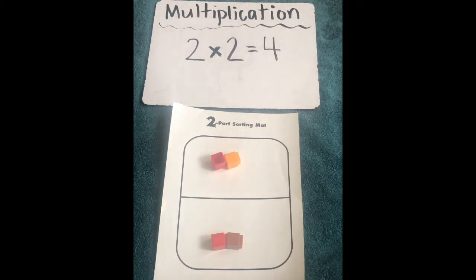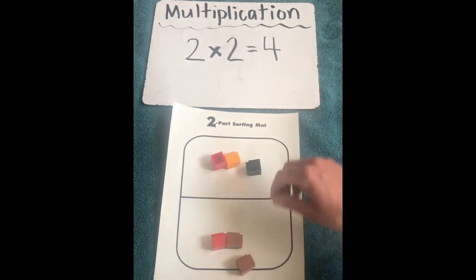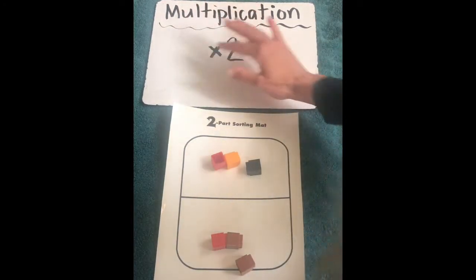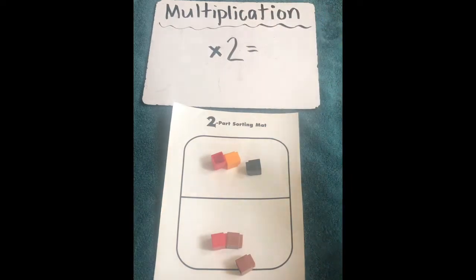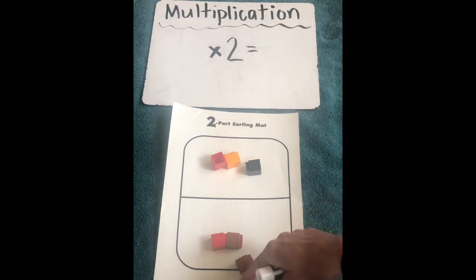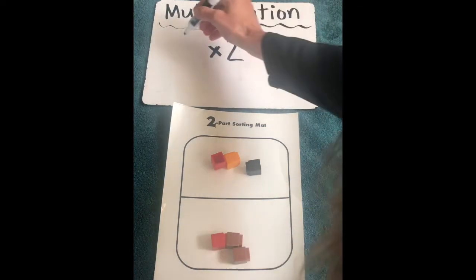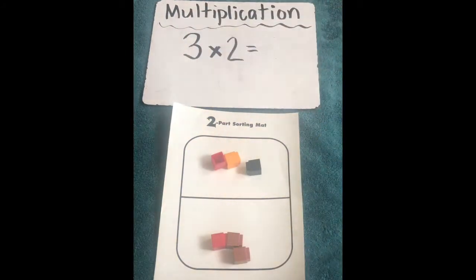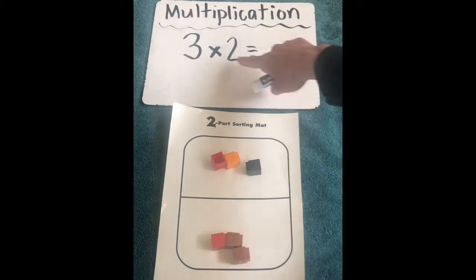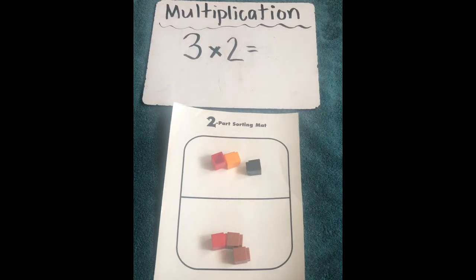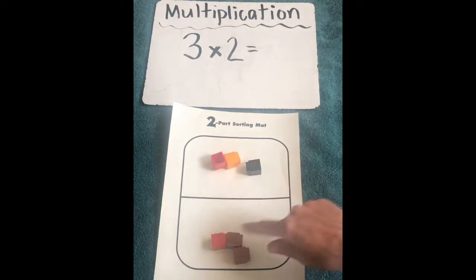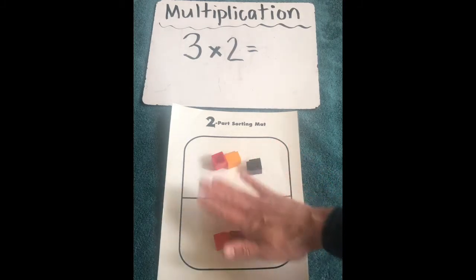Let's try that with another group. Let's put 3 in each group. So right now I have 3 in each group. I have 2 groups still. I didn't change that because I didn't change my sorting mat. I have 3 groups of 2. So 3 times 2 equals 6.